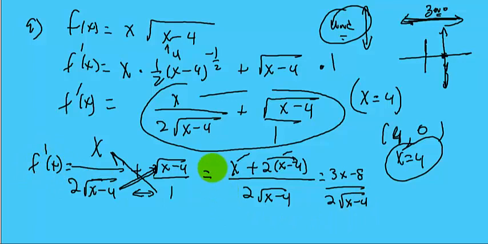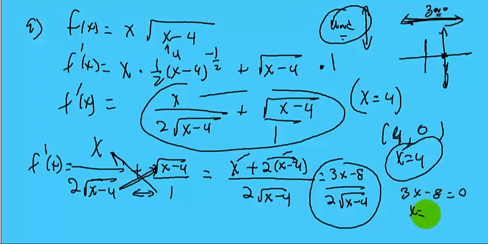Okay, where is this derivative equal to 0? This is a fraction. When is any fraction equal to 0? When the top is 0. Okay, the top happens to be 3x minus 8 is equal to 0. So x is equal to 8 over 3. Okay, so we only have half a point, and that is 8 over 3.